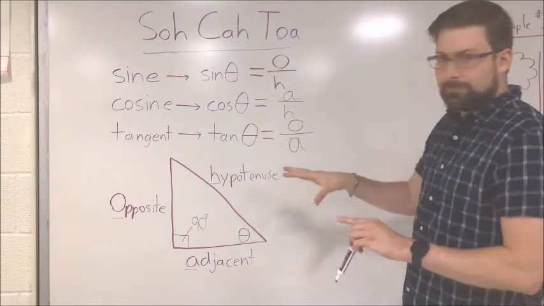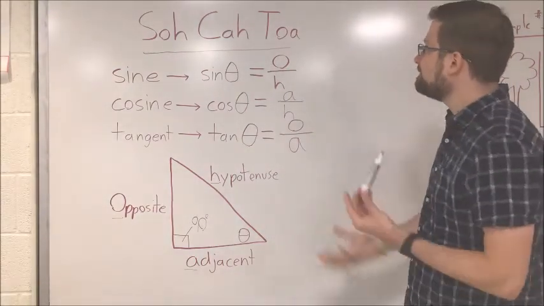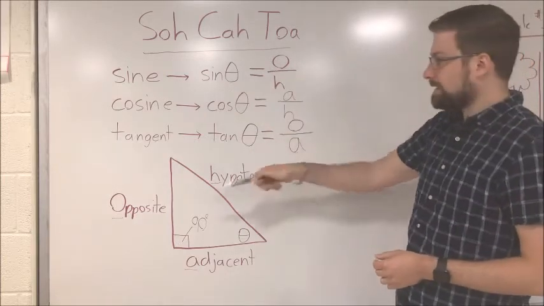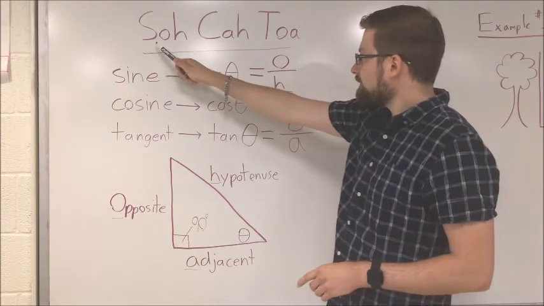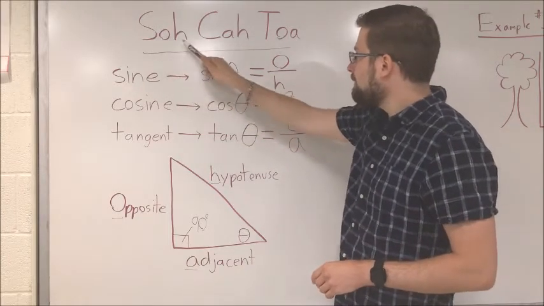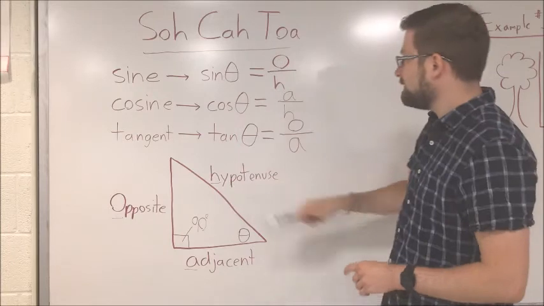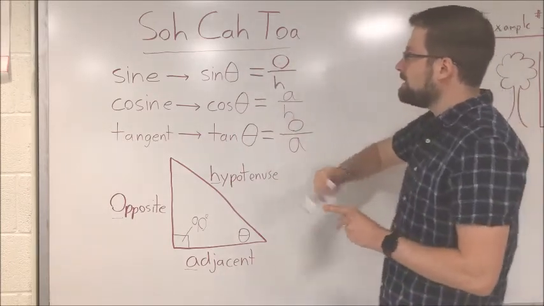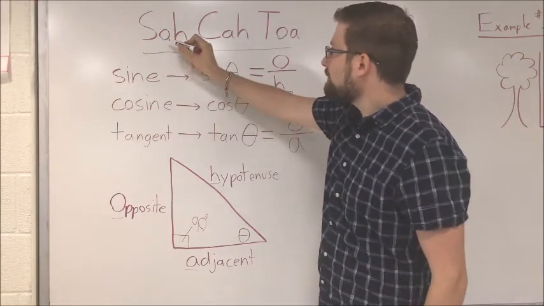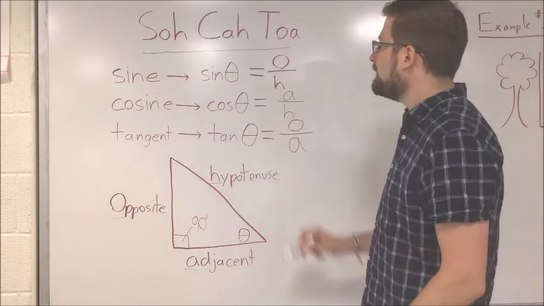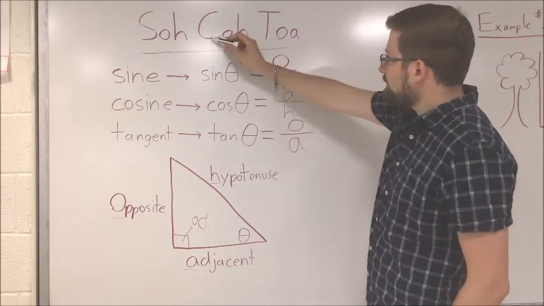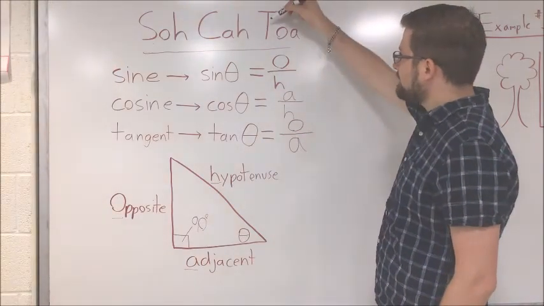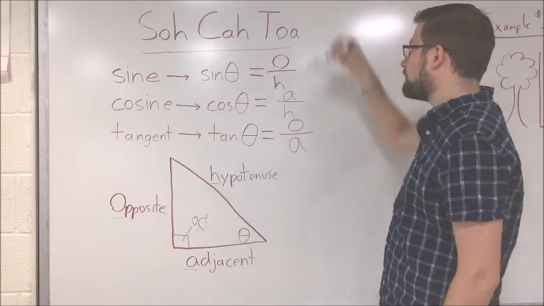So SOHCAHTOA, okay, it sounds a little tribal, but it is a really good tool to break down this setup. So S stands for sine, O and H stand for the opposite and hypotenuse sides. So this function we've set up here, sine of theta is equal to O over H, is sine is equal to opposite over hypotenuse. Then cosine is equal to adjacent over hypotenuse, and tangent is equal to opposite over adjacent.